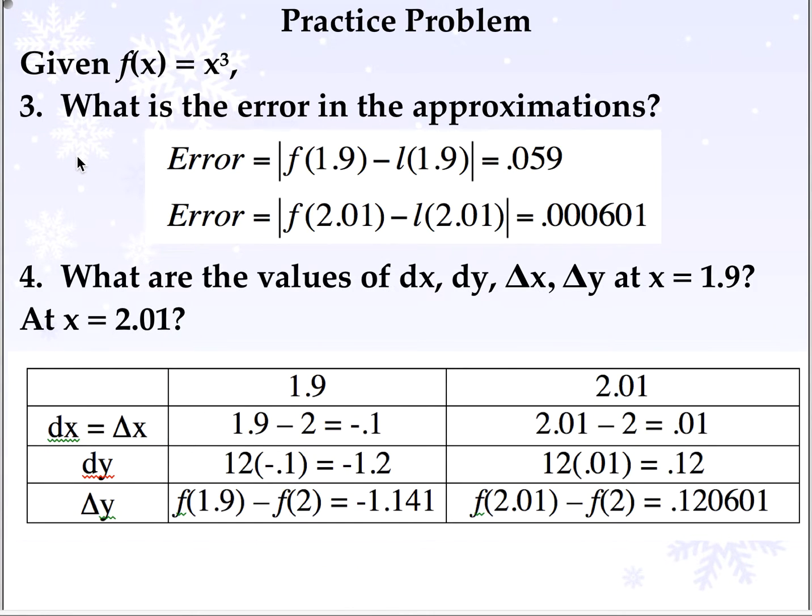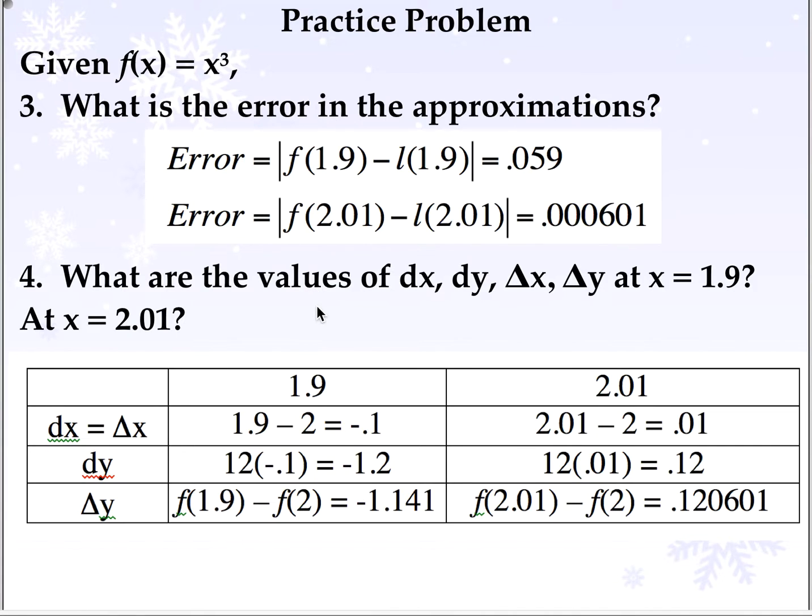The third step was to calculate the error in the approximation. So remember, this is the absolute value of f of x minus L of x. So you're going to get two different errors because we were using two different x values. f of 1.9 minus L of 1.9, you should have gotten an error of 0.059. And then the error at 2.01, f of 2.01 minus L of 2.01 equals 0.000601.